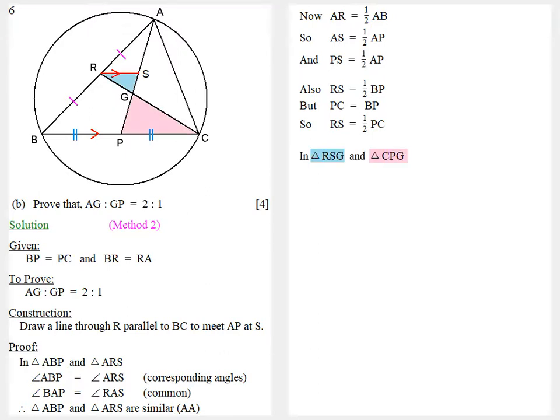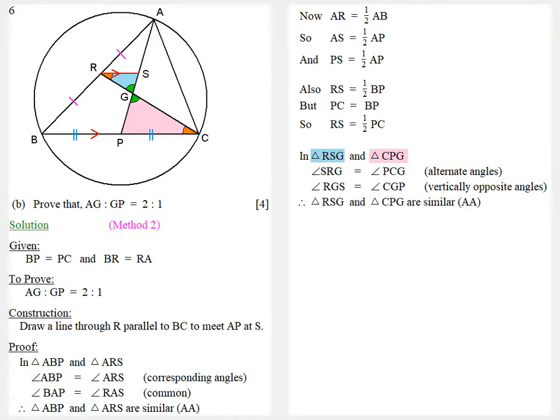Now, if we look at the triangles RSG, coloured in blue, and the triangle CPG, coloured in pink, we have the angle SRG is equal to the angle PCG. These are alternate angles between the parallel lines RS and PC. Also, the angle RGS is equal to the angle CGP. These are vertically opposite angles. So the triangle RSG and the triangle CPG are similar, AA.